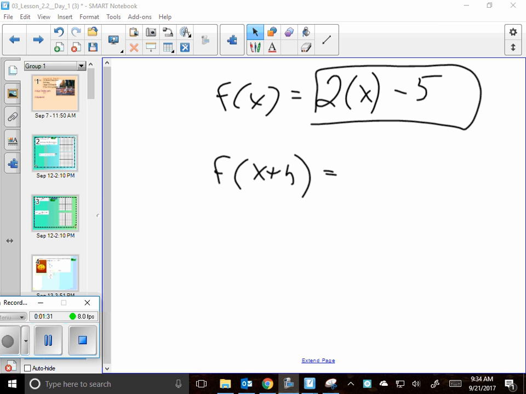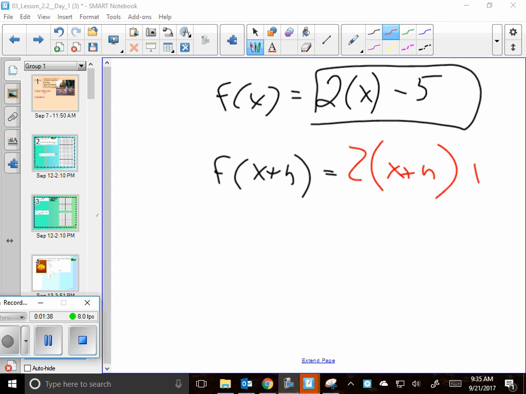All right, so you should have said that I stuck, instead of that x, I stuck in x plus h. I keep wanting to say plus 5. Minus 5. So final answer, 2x plus 2h minus 5. Raise your hand if you had that one right. Okay, good. So you stick weird things into functions.